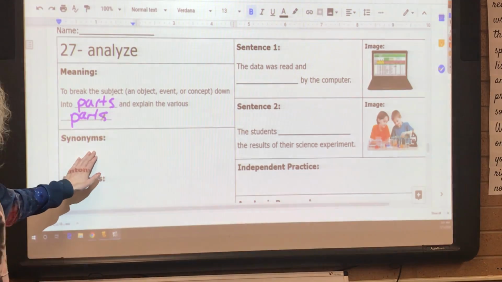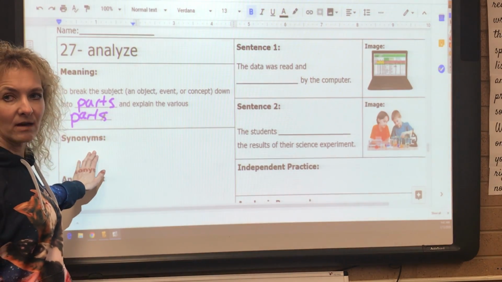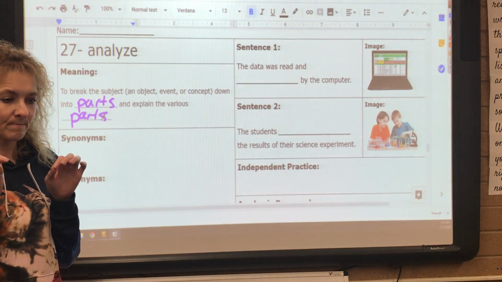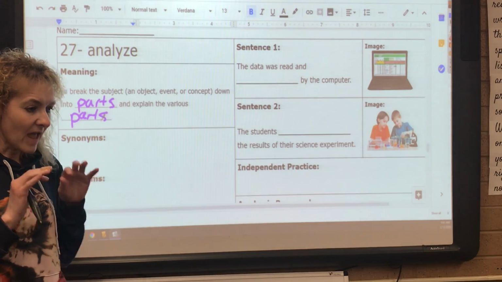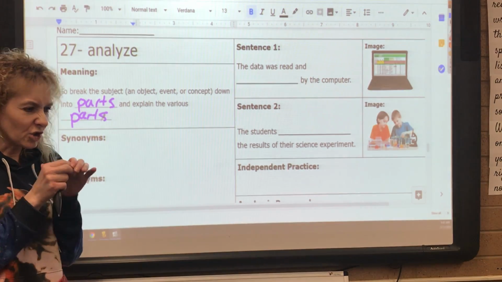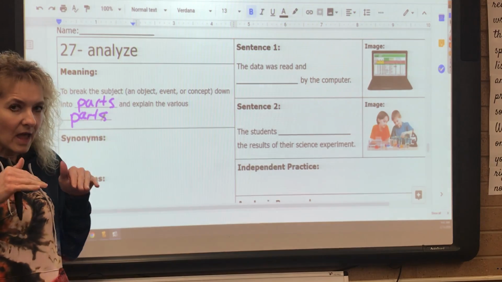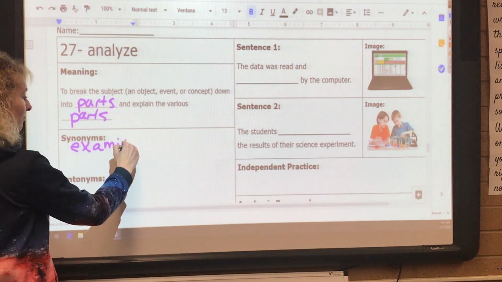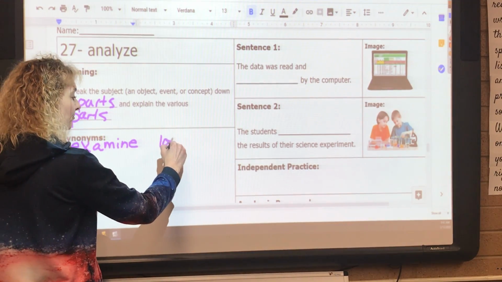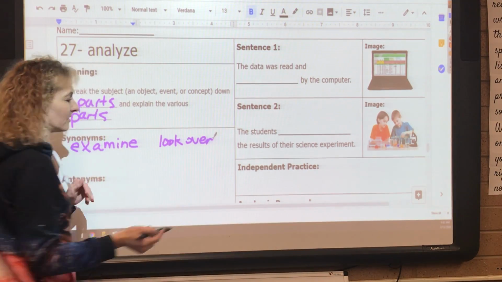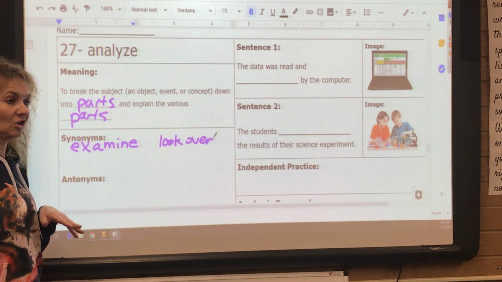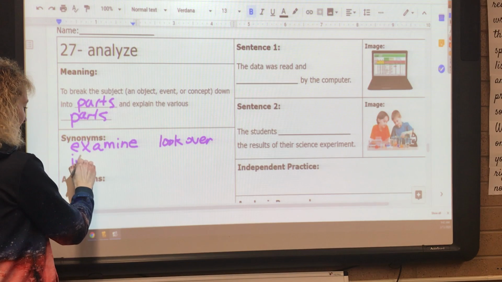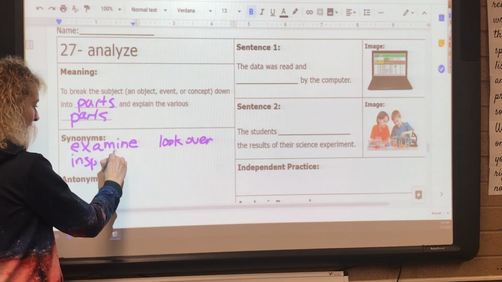Okay, next, synonym. Words that mean the same as analyze. So if I'm gonna analyze something, I first think of like a scientist or a doctor, and they're analyzing the germs or the molecules or whatever. What are they doing when they analyze? Examine, look over. So in a way, it's more than just looking at. Examine means it's closely looking. You're inspecting. Inspect. So another word for analyze.